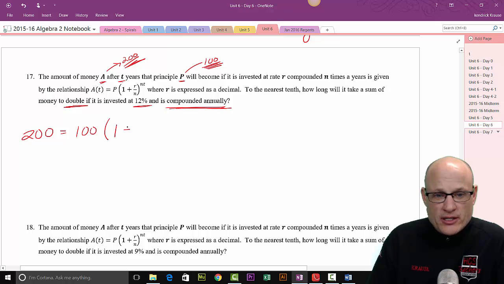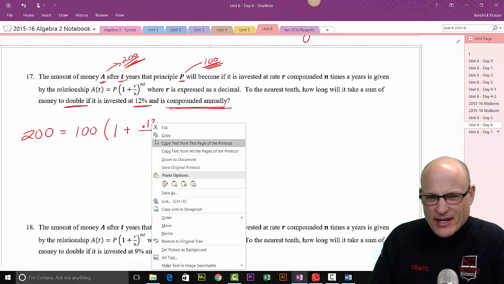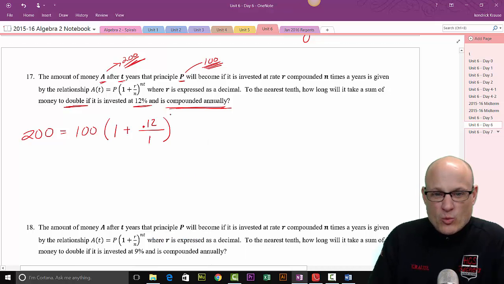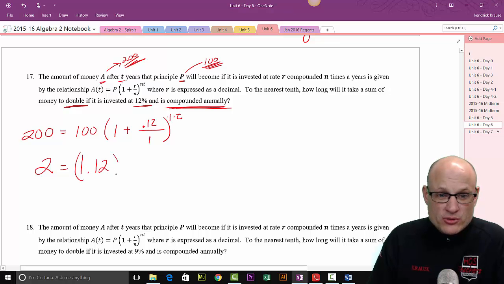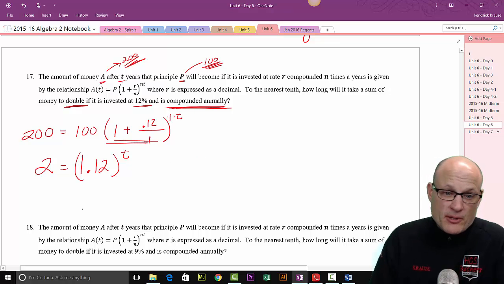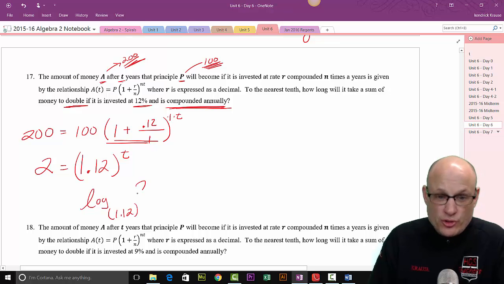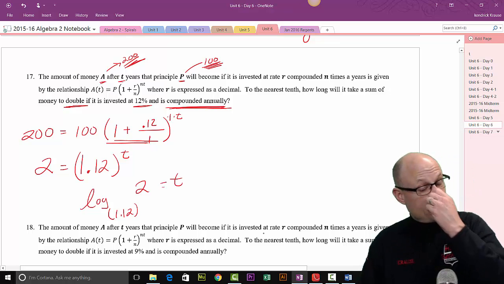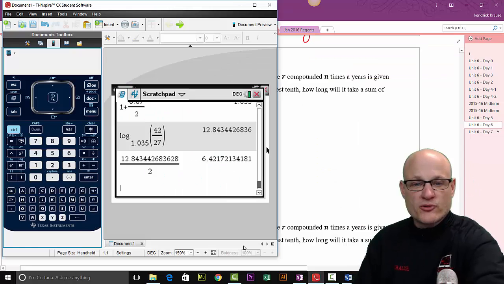And then it's 1 plus 0.12, that's bigger than 10, over 1, so I don't really need that, to the 1 times t, which I don't need that either since it's compounded annually. So I divide by 100, I get 2 equals 1.12 to the t. Okay. It's all about that base. So log base 1.12 of 2 equals t. And this is going to tell me how long it takes my money to double if I have 12% interest.